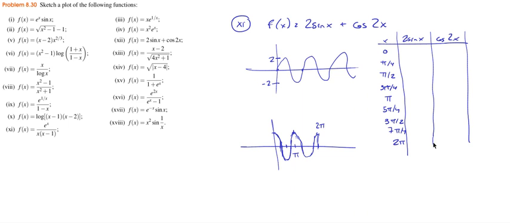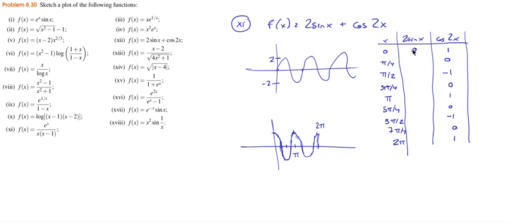Let's start with cosine, maybe it's easy. So at 0, this is going to be 1. At pi over 4, this is going to be 0. And at pi halves, this is going to be minus 1. So this is going to be like that: 1, 0, minus 1, 0, 1, 0, minus 1, 0, 1. Okay, so it starts again.